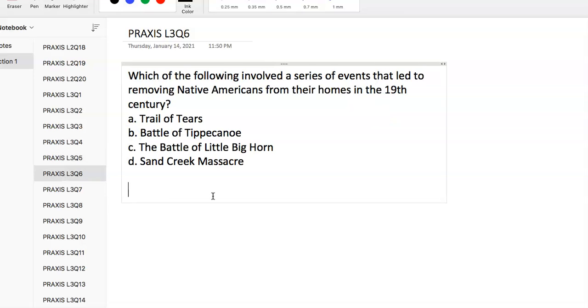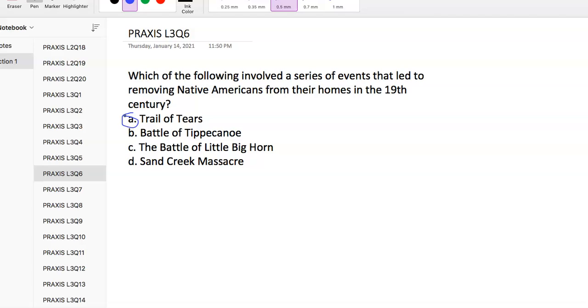Okay, there goes the math section, and on to social studies. Which of the following involved a series of events that led to removing Native Americans from their homes in the 19th century? You need to be familiar with all four of these events, really. But this one is the Trail of Tears. We'll go ahead and circle that answer and then talk about it for a sec.